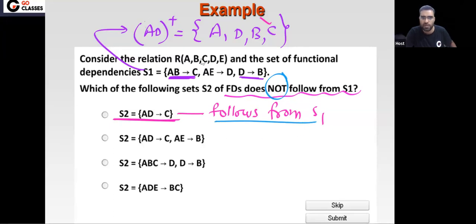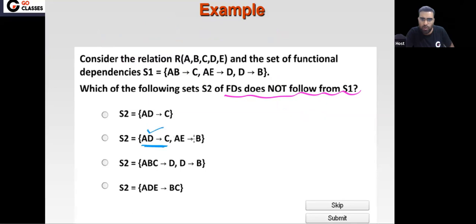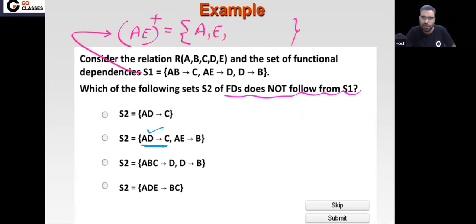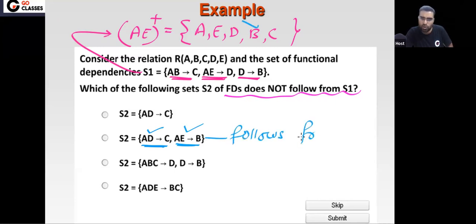Okay, what about the next one? This follows from S1. What about AE determining B? In S1, you find the AE closure, what AE can determine. AE can determine AE, and AE can determine D also. D can determine B also. And AB can determine C also. So I can say that A can determine B, correct? So this also follows from S1.